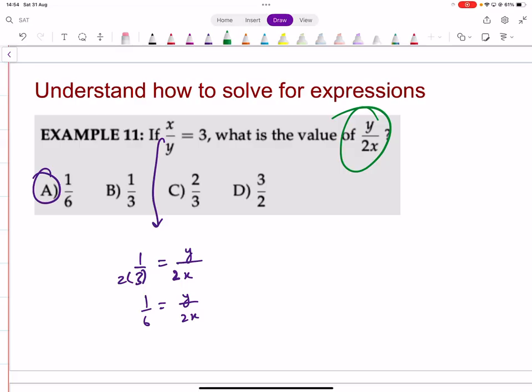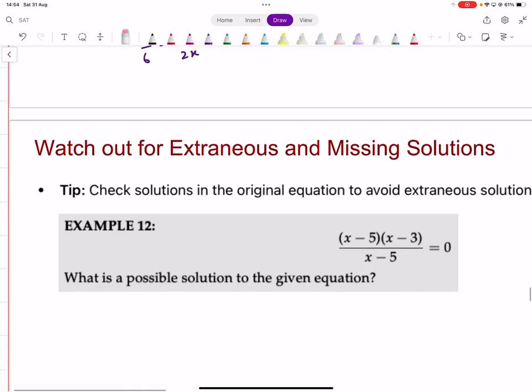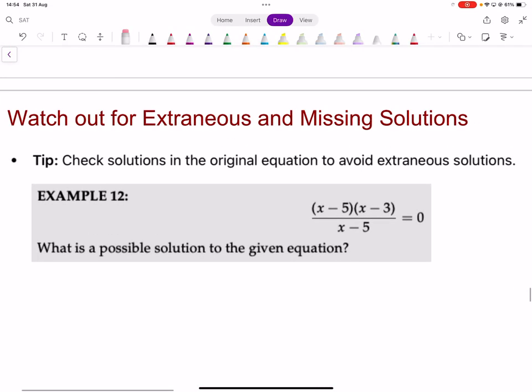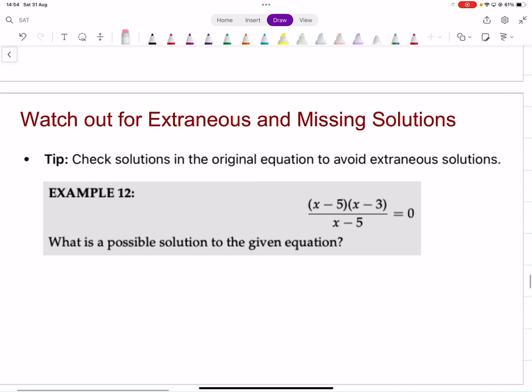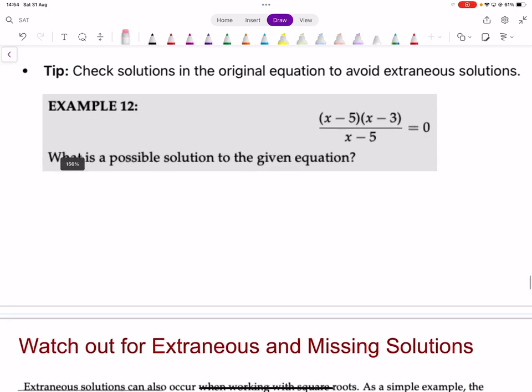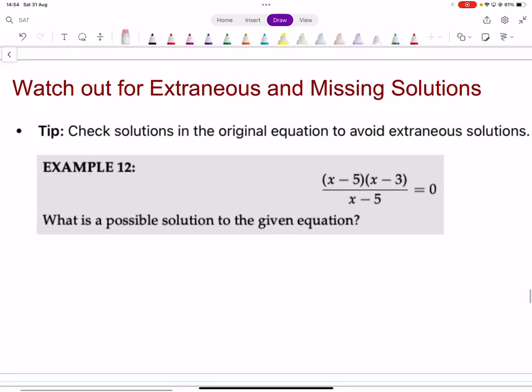Is this all right? Okay, let's move on. Now this is very important. Solve this equation. What's a possible solution to the given equation? Can all of you try this? 3. What's another possible solution to this equation?